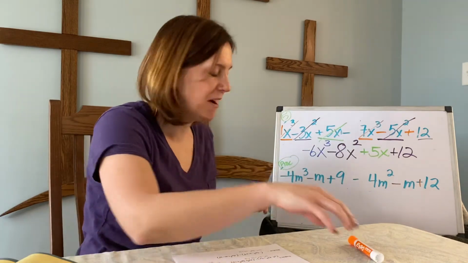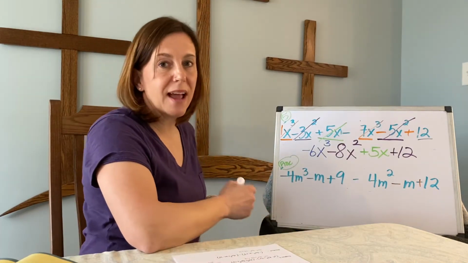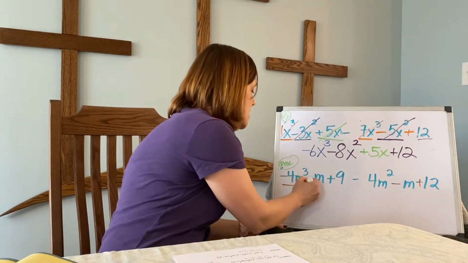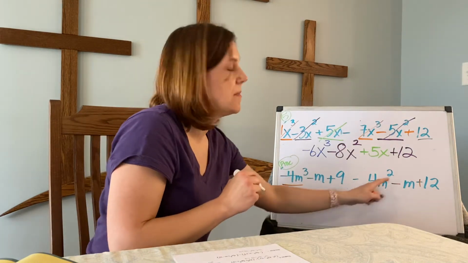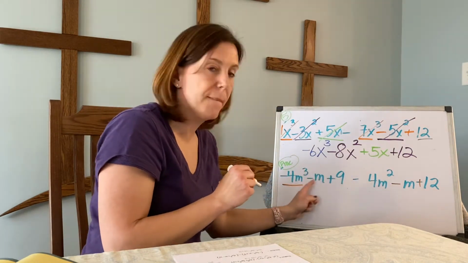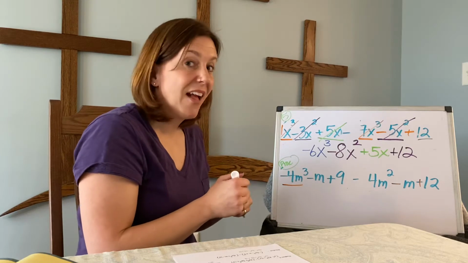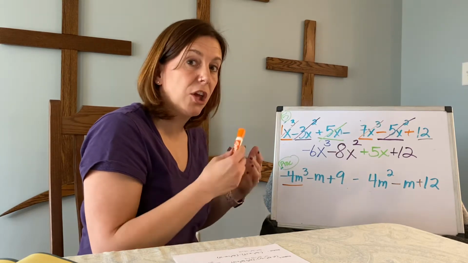Let's get back to where I was. M cubed is my highest exponent. I'm going to start there. But as I look at all of my other terms, all of my other monomials, I see that I don't have any other cubes.